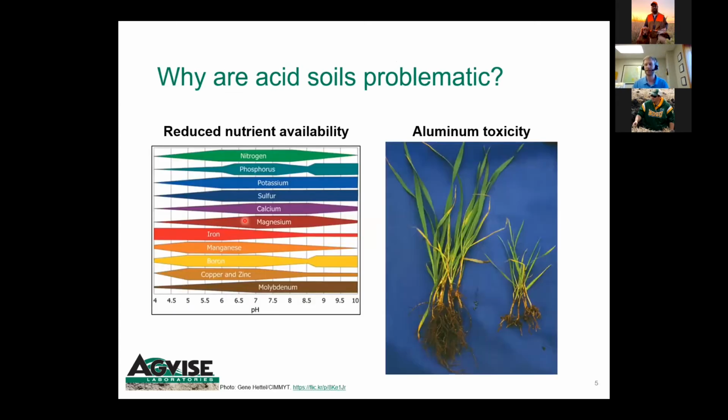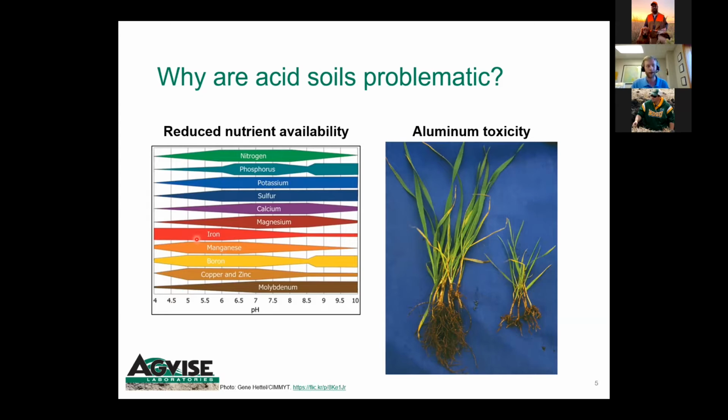So why are acid soils problematic? There are primarily two reasons. One is reduced nutrient availability. We classically think about high pH soils tying up phosphorus, but when we go to the low pH side, getting to pHs less than 6.5, especially less than 6 and getting down into the 5s, phosphorus availability goes down, as well as the availability of many nutrients.